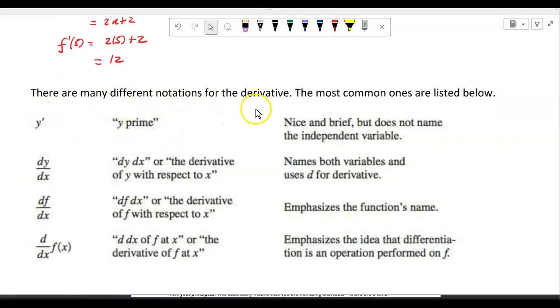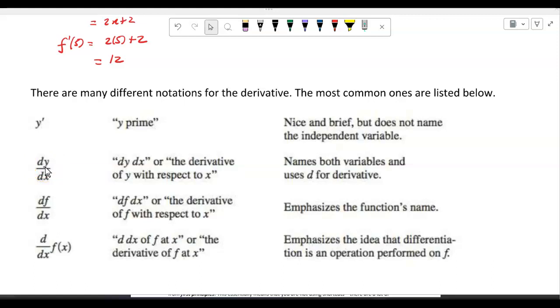So there are many different notations for the derivative. The most common ones are listed below. y dash, or y prime, is nice and brief, but does not name the independent variable. dy by dx. Sometimes, in physics and so on, you have to know what the independent variable is. But all of these are the same thing.